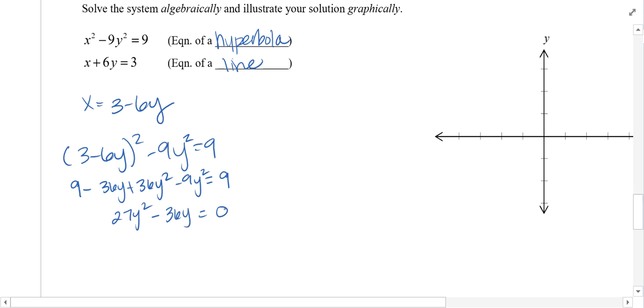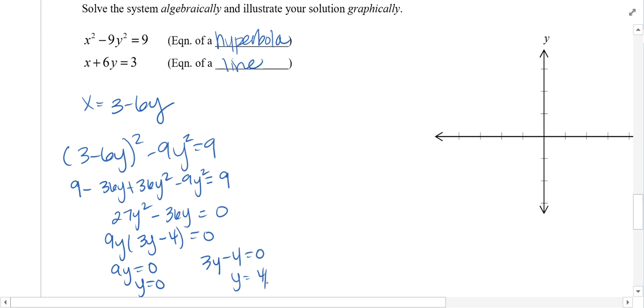Okay. I can pull out a 9y. And so we're left with 3y minus 4 equals 0. So we end up with two equations: 9y equals 0, so y would equal 0, or 3y minus 4 equals 0, so y would equal 4/3. Okay, so make sure you know which variable you're solving for.